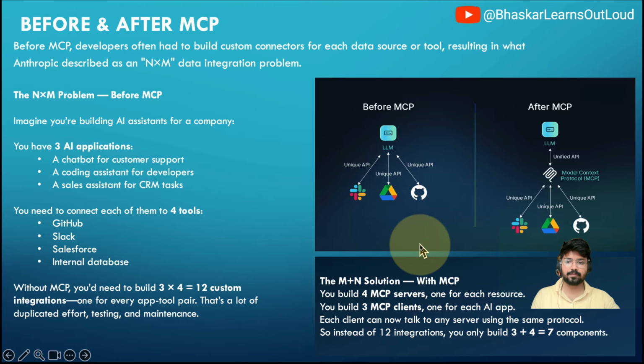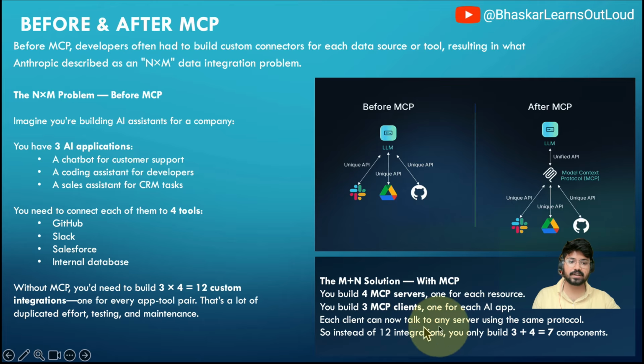But after MCP, this M cross N solution is reduced to an M plus N solution. There are lots of servers already available in the market. For example, let's say we have four servers, GitHub, Slack, Salesforce, and internal databases, already available. When we are creating this AI application, there is no need to do custom integration, custom connection or configuration. We can simply leverage these MCP servers to establish the connection. So for each of these three AI applications, if we have four MCP servers available for each of the sources, only seven components are required.